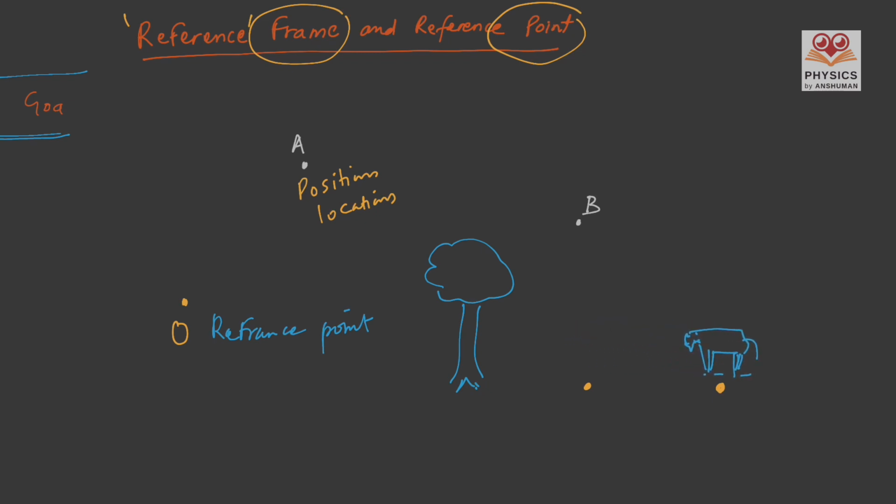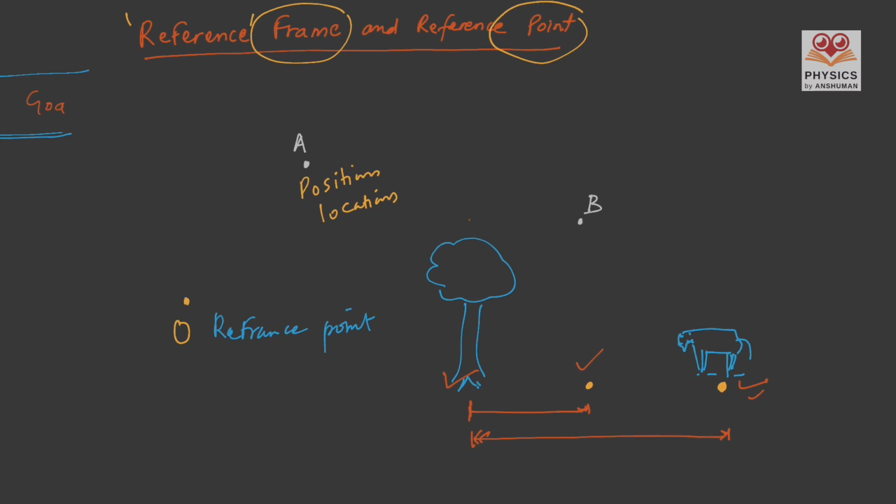So how can we say the motion happened? Because if we compare the distance of the cow from the tree, we see there is a change in the distance of the cow from one position to another position, or one location to another location. So when the change happens, it has to happen with respect to one fixed point. And this fixed point is called the reference point. So the reference point is a fixed point.